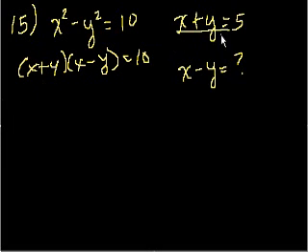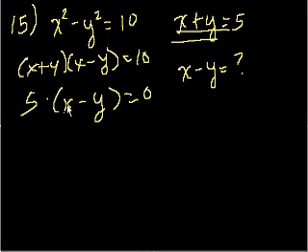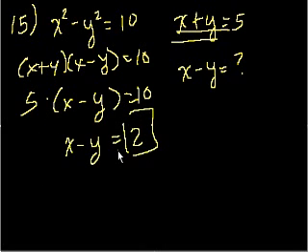And they tell us, what's x plus y? x plus y is 5. So 5 times x minus y is equal to 10. Divide both sides by 5, you get x minus y is equal to 2. That's it. Next problem.